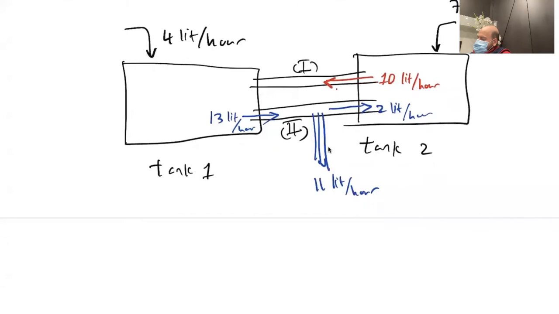So these are the water or salt water going into each of the tanks. In tank 1 and tank 2, each of them has some water or salt water coming in, and through pipe 1, we have flow from tank 2 to tank 1, and through pipe 2, we have flow from tank 1 to tank 2.